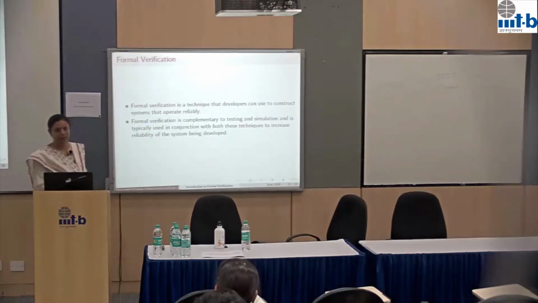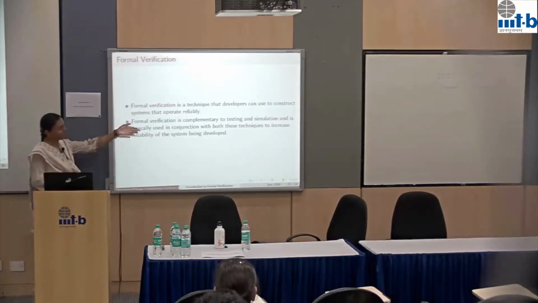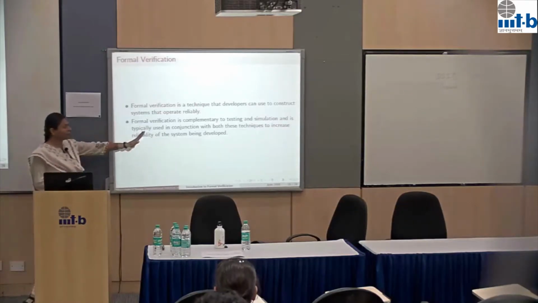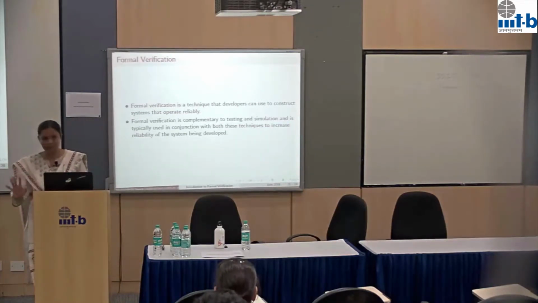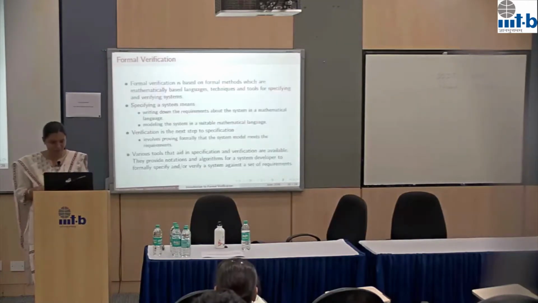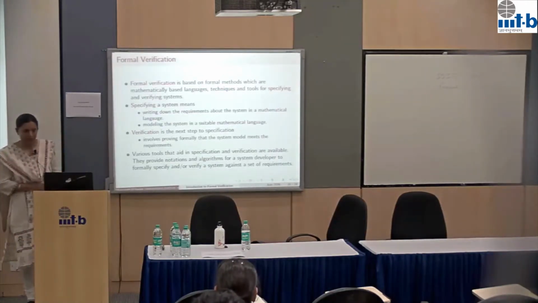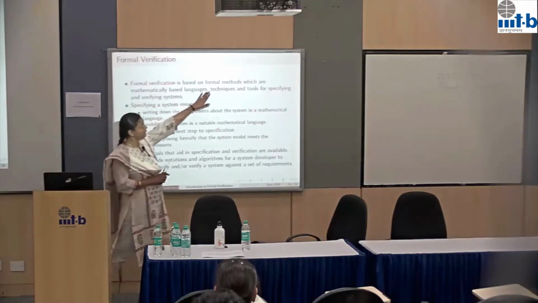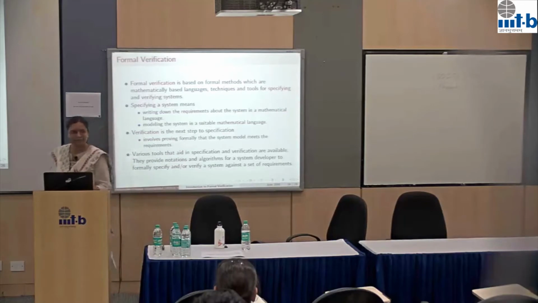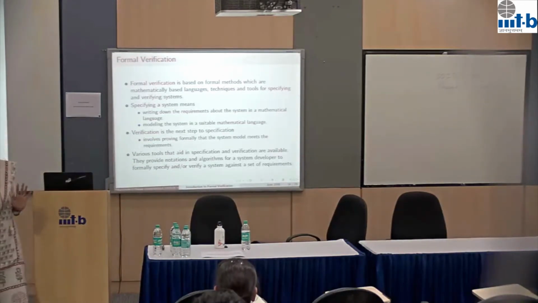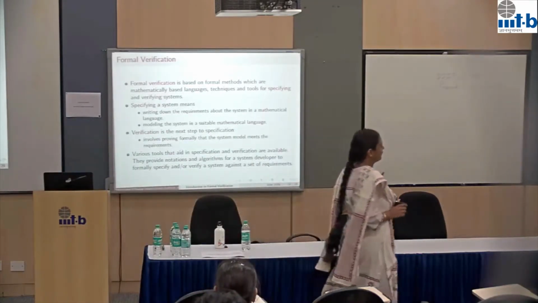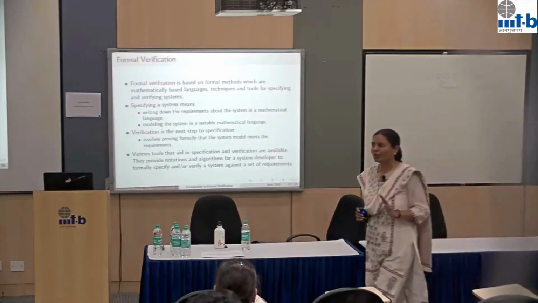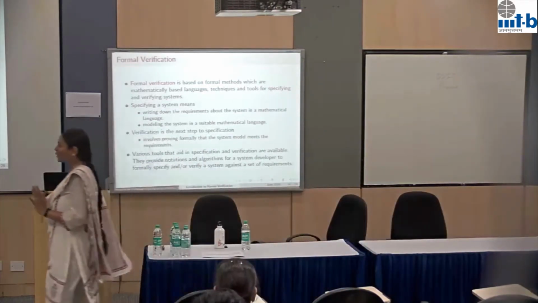So what happens in formal verification? It's just a technique that you can use to construct systems that operate reliably. As I told you, it's meant to be complementary to testing and simulation, to be used along with them, never meant to replace them. They have to exist. The word formal verification says it's based on formal methods. Read formal methods as basically some discrete math model. We are not even interested in continuous maths. We don't know how to do it. Discrete math model basically means partial orders, lattices, some logic, finite state automata, pushdown automata. Those are the kinds of models we are talking about.